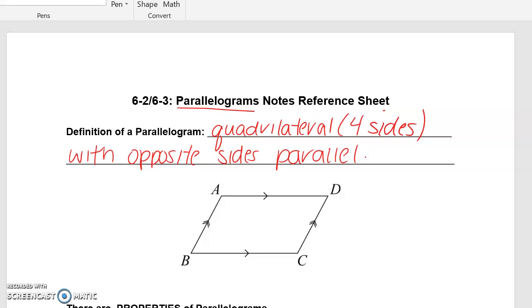So for example, in this quadrilateral or parallelogram given to you, these arrows show that the top and the bottom line are parallel, so they'll never intersect. And then the left and the right side are parallel, so they will never intersect. That's what those arrows mean, okay?